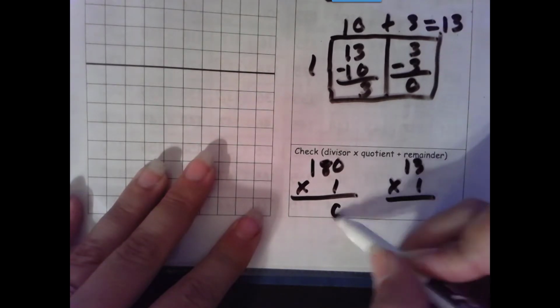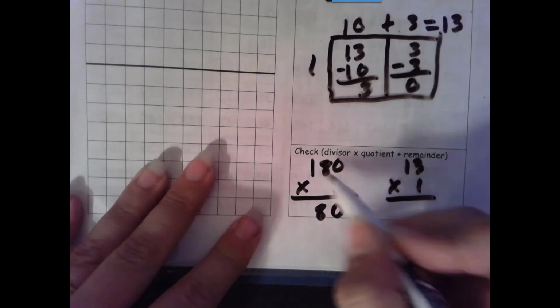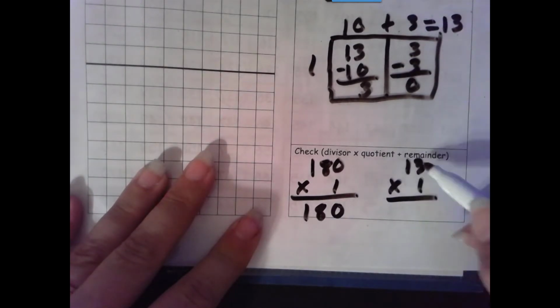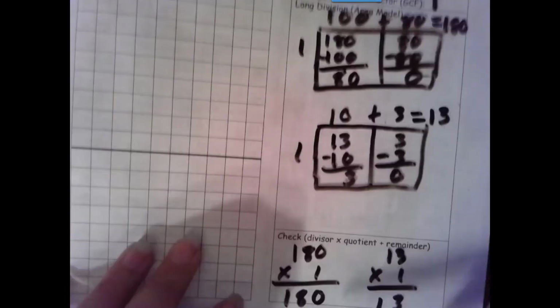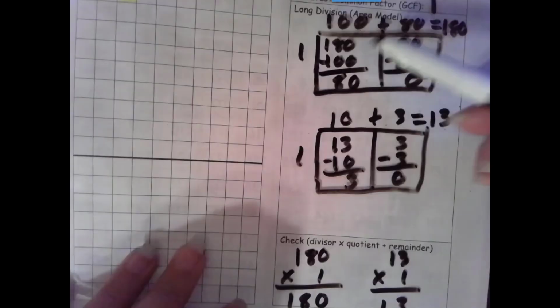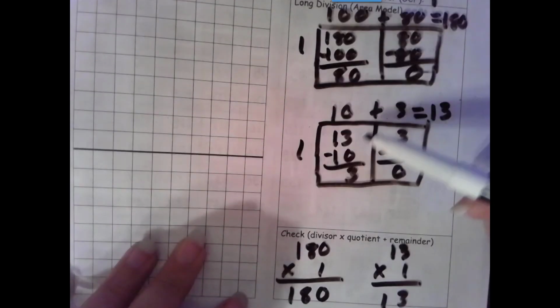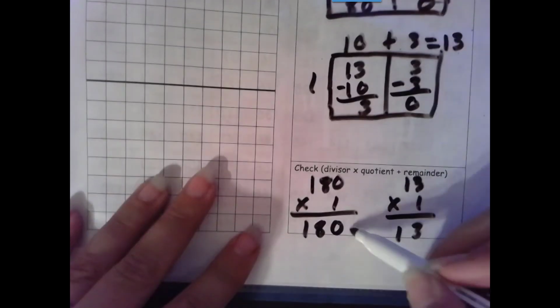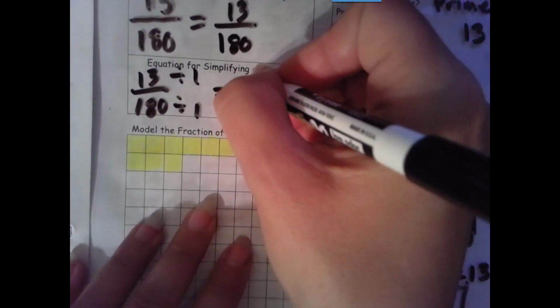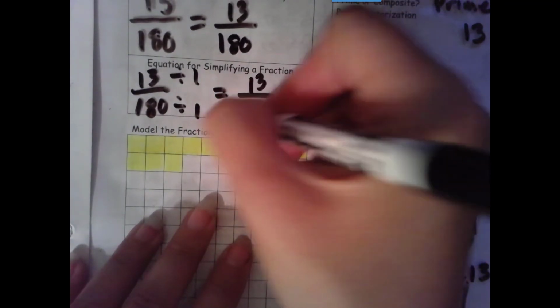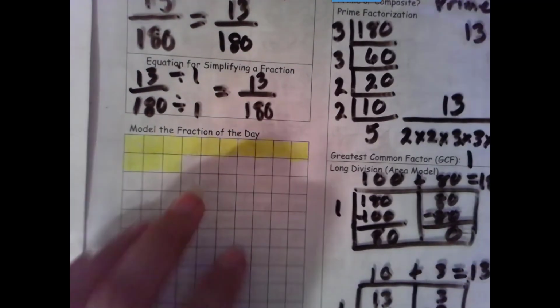1 times 0 is 0, 1 times 8 is 8, 1 times 1 is 1. 1 times 3 is 3, 1 times 1 is 1. 180, that matches my dividend here. 13 matches my dividend here. So that is our check. And our fraction is definitely 13 over 180.